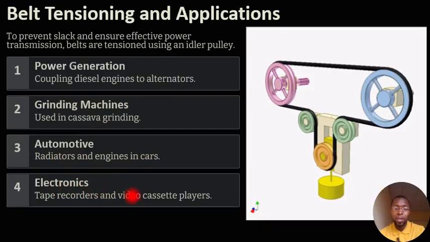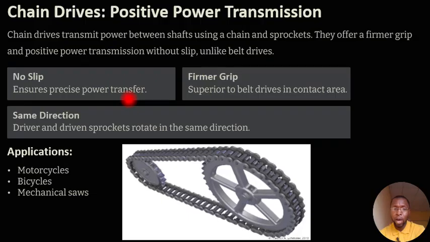In the past, before the invention of computer systems, the invention of flash, we used tape recorders in recording information. And this makes use of belt drive too. But today, it's now obsolete. So in the past, we made use of belt drive in tape recorders and also video cassette players. But it's not obsolete overall, because we still apply it in automotive, grinding machines and power generation. Since we could see the defect of the belt drive that can slip off, there is need for us to explore the chain drive.